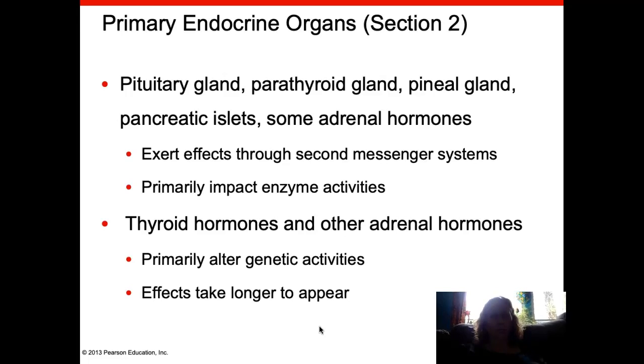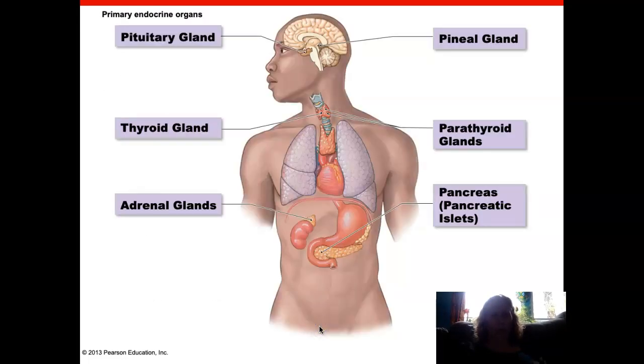And so let's get into each gland individually. Don't worry about the second messengers, any of that. We're not really interested in that kind of detail. And of course, know the location of all of your glands.